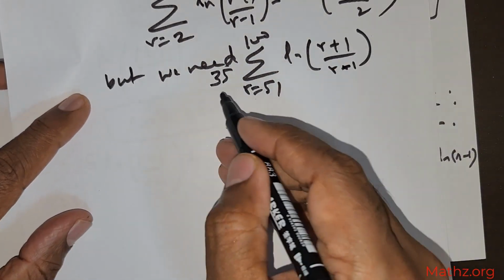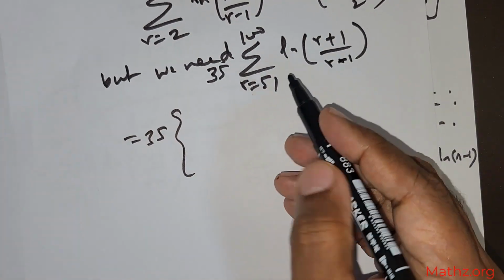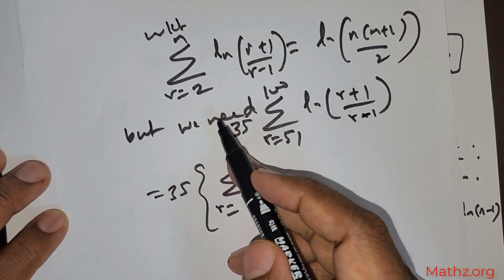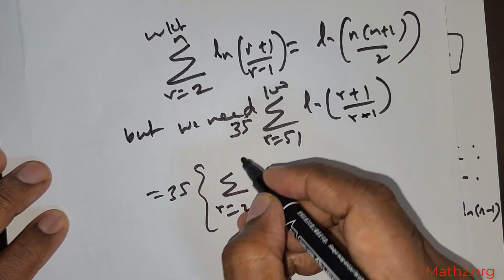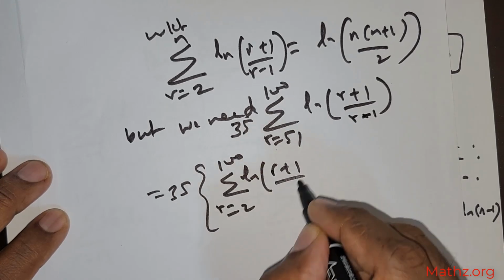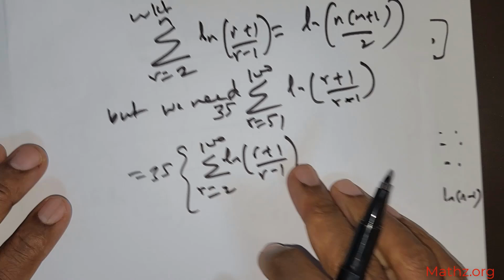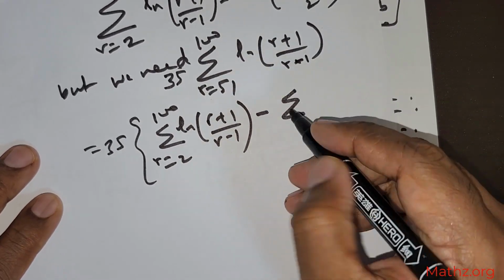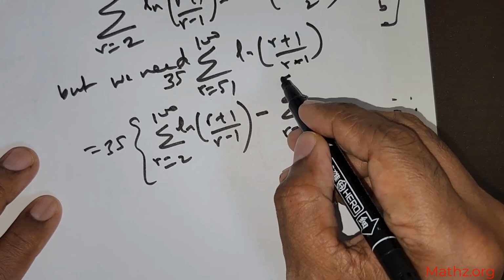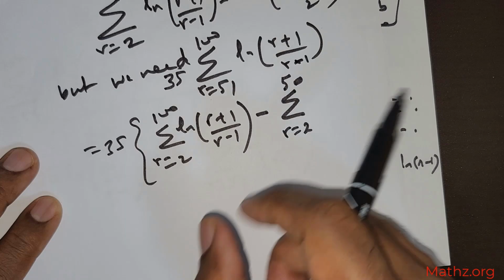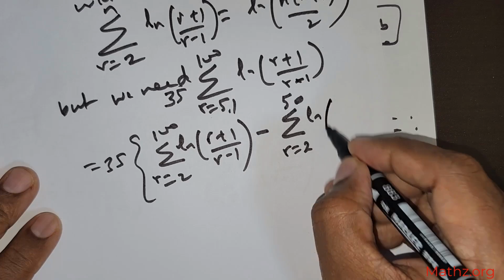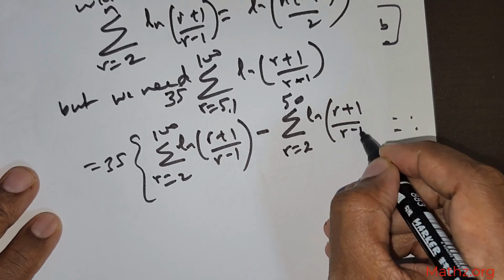So what I'm going to do is, this is equal to 35 times, I'm going to rewrite this as sigma r is equal to 2 to 100 of ln of (r plus 1) divided by (r minus 1). From here I'm going to subtract all values from r is equal to 2 to 50. That means the value that remains would start from 51 to 100. Okay, so that is the understanding.